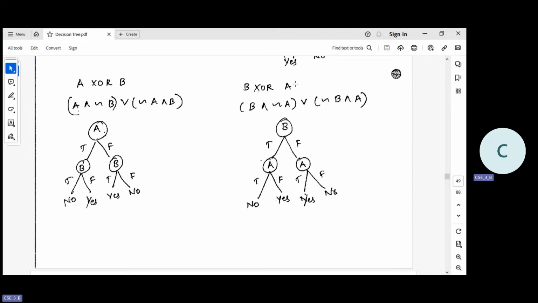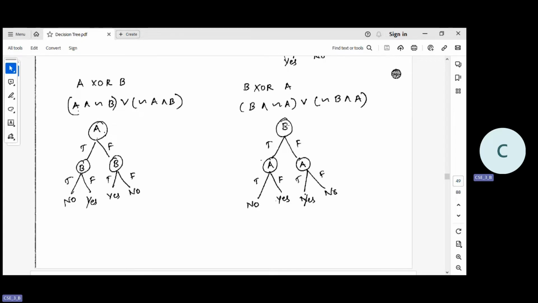Similarly, B XOR A. We have written it in the reverse way, that is B XOR A. You can see we have expanded this, that is B and negation of A, or negation of B and A. We have written node B, then the two outcomes, true and false, and then we have to write it for the variable A. When B is true and A is true, you can see the decision will be no.